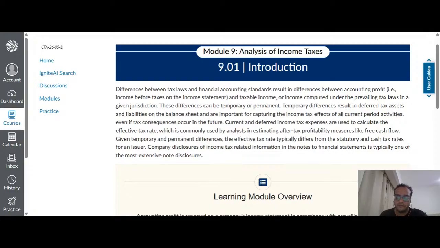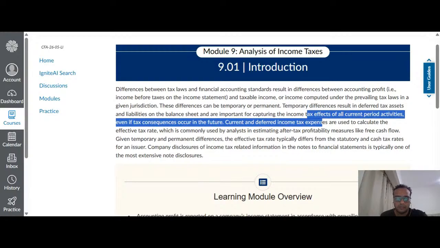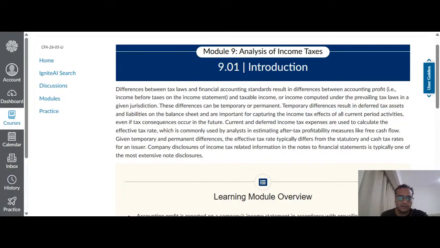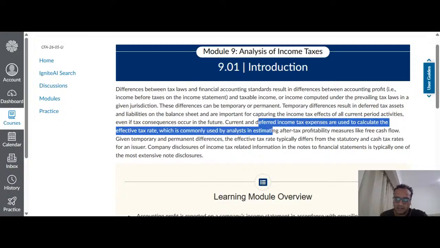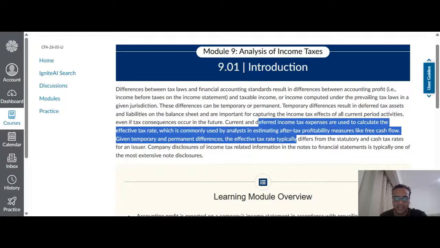If it is a temporary difference, which means that an expense is allowed as a deduction in one year, or the amount that is allowed as an expense is different in tax and will be subsequently allowed, then it will create deferred tax assets and liabilities on the balance sheet. These are important for capturing the income tax effect for all the current period activities, even if the tax consequences occur in the future. Current and deferred tax expenses are used to calculate the effective tax rate, which is used by analysts in estimating after-tax profitability measures like free cash flow.